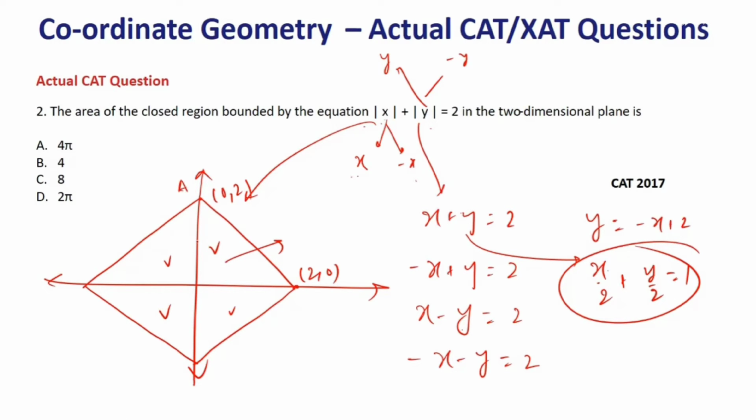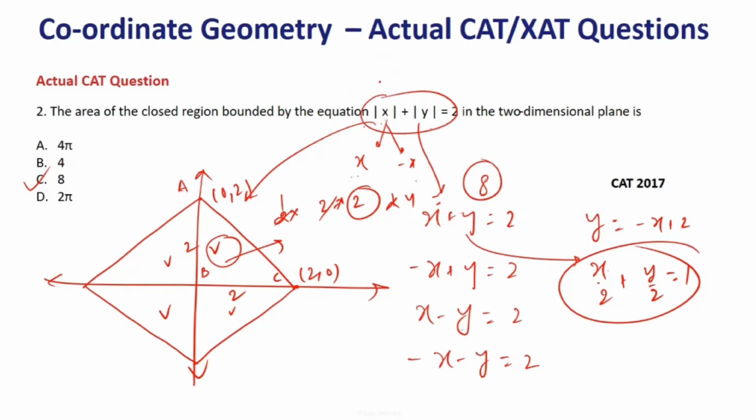So what's this triangle ABC? Half into, this is 2, this is 2. 2 into 2. So this is 2 for one triangle. So there are 4, multiply with 4. The answer is 8. I hope this is clear to you. Again, a good question from CAT 17, and I hope you all know how to draw this graph now.